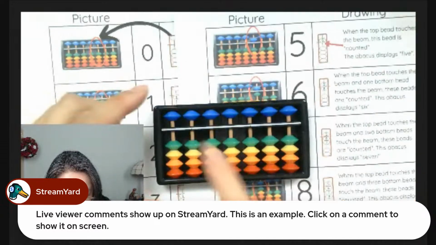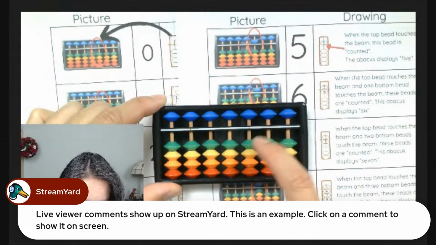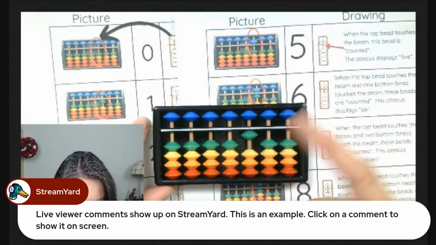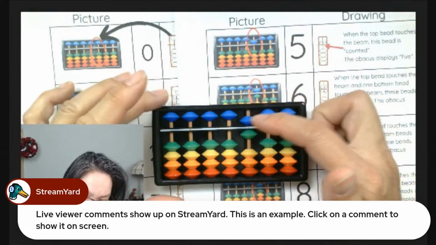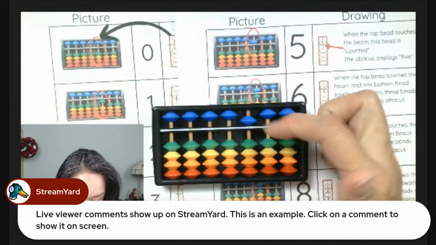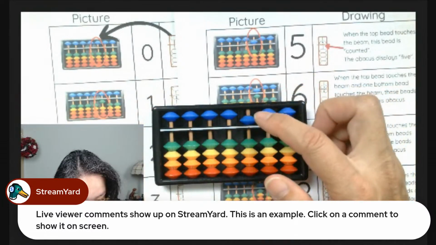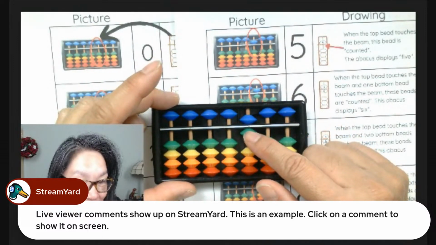Why is this 0? Because none of the beads are touching the horizontal bar. When the beads are touching the horizontal bar, then they're being counted. So this is 1. That's easy, right? But then when we add this thing with the top bead, this is 5. This is minus 5. This is plus 5. We add the 5 to the top bar. But now if I add 5 to 1, it now equals 6.